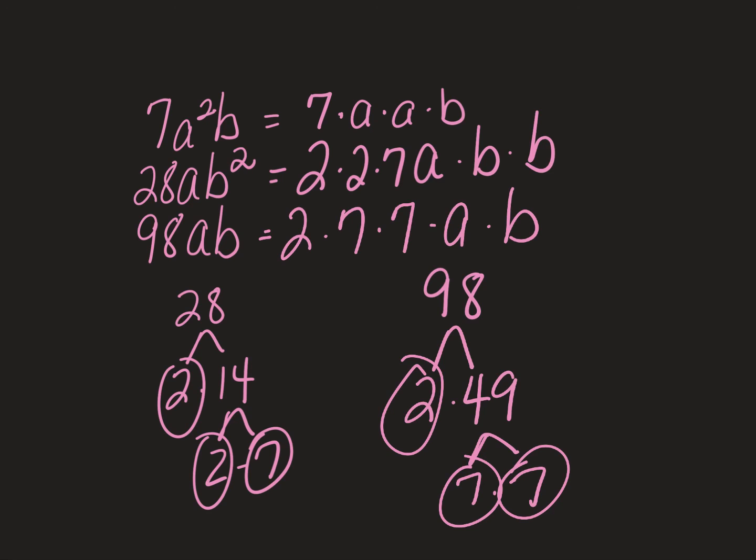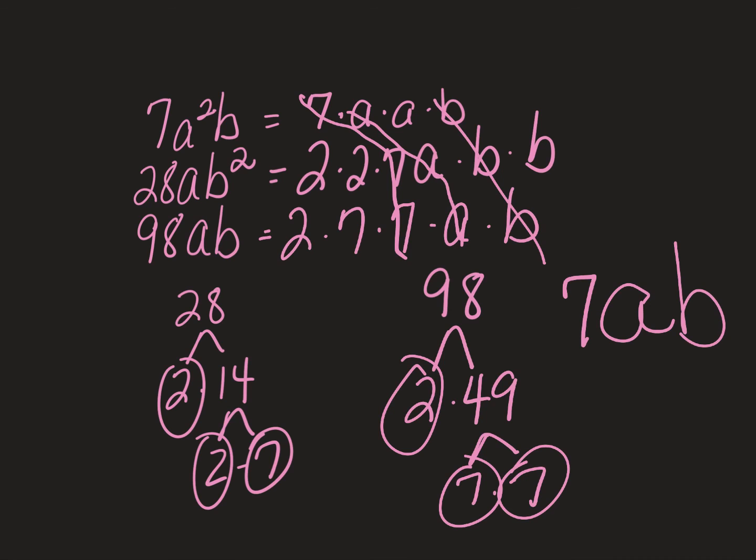So we don't have any 2's in common with all of them, but we do have one set of 7's in common with all 3. We do have one set of a's, and we have one set of b's. So our answer is 7ab.